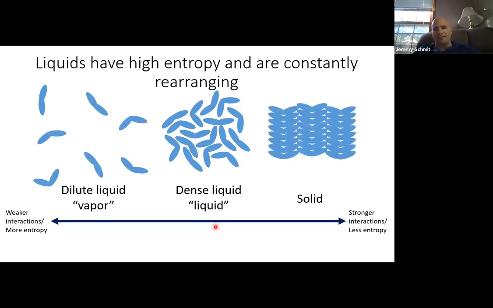Now compare and contrast that to the other two phases. Here's a dilute liquid, or your vapor phase, as I would call it, and here's your solid phase. And so the basic balance that we've got here is on this side of the scale, we've got these weak interactions. And so this is an entropy dominated system. And over here, we've got strong interactions that overwhelm the entropy. And so we go into this low entropy state.